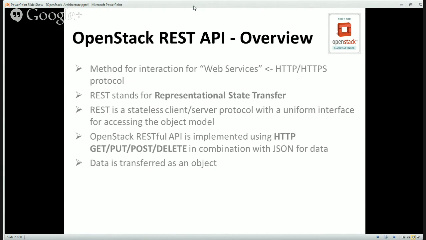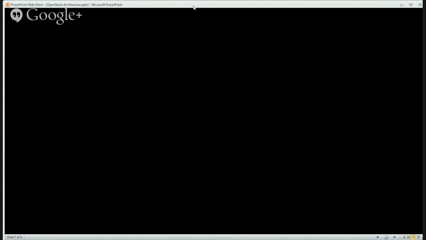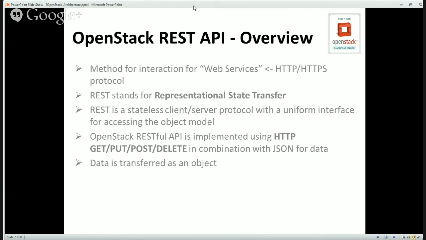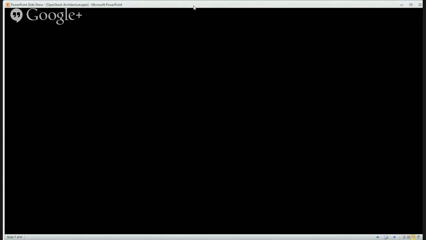We've been talking about the APIs, and OpenStack uses a RESTful API, or the REST API. So let's get a little overview of the REST API. A REST API is a method of interaction for different web services, and for that interaction we use HTTP or HTTPS as the protocol. REST stands for representational state transfer. Always remember, REST is a stateless client-server protocol with a uniform interface for accessing the object model.